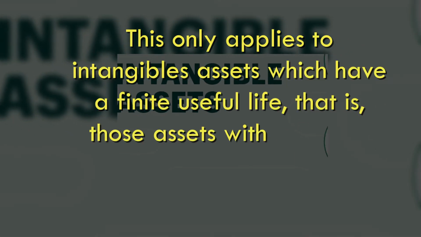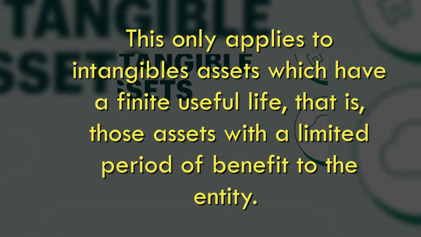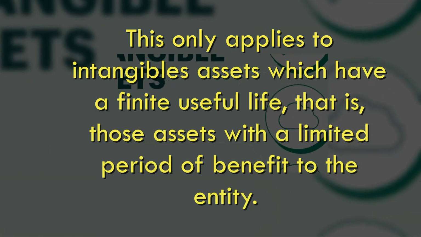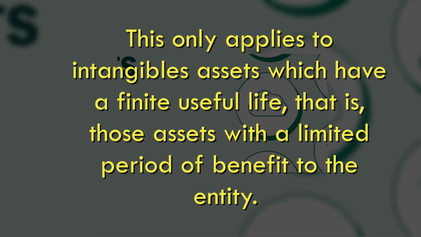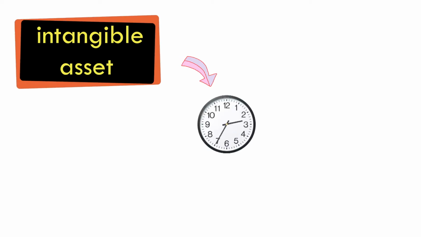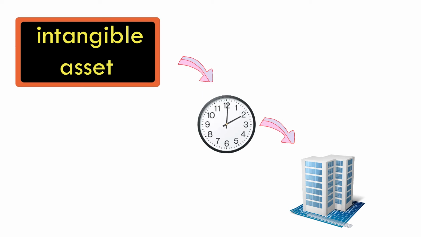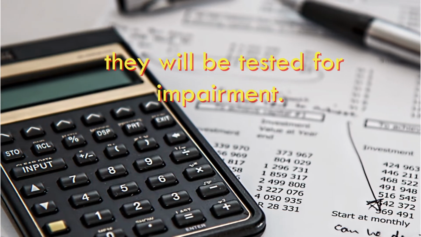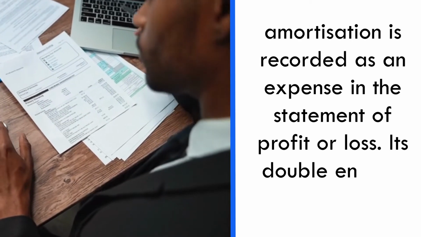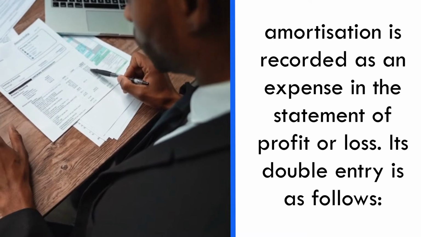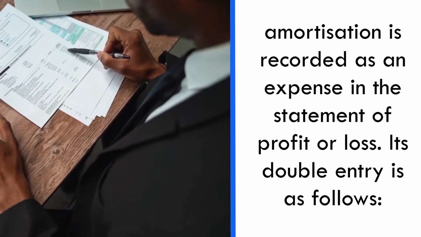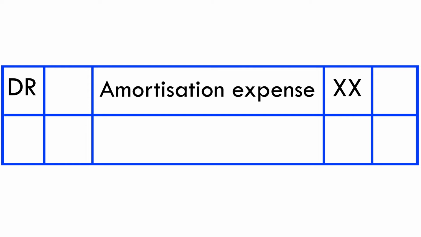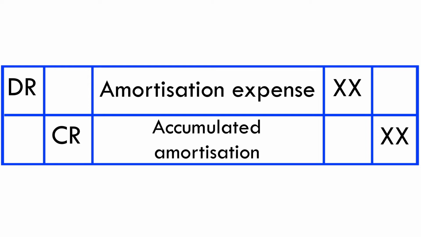This only applies to intangible assets with finite useful life, that is, those assets with a limited period of benefit to the entity. If an intangible asset has an indefinite useful life, that is, there is no foreseeable limit of the period in which the company can benefit from them, they cannot be amortized. Instead, they will be tested for impairment. Like depreciation, amortization is recorded as an expense in the statement of profit or loss. Its double entry will be as follows: debit amortization expense, credit accumulated amortization.